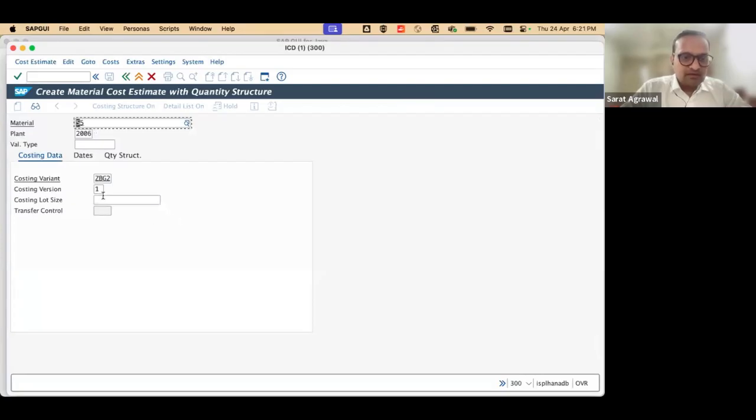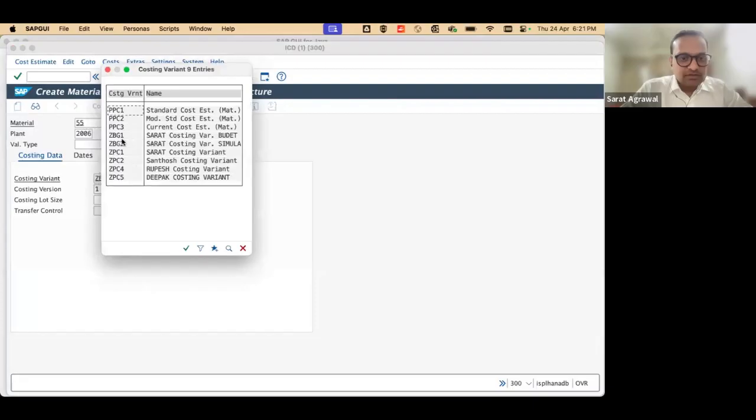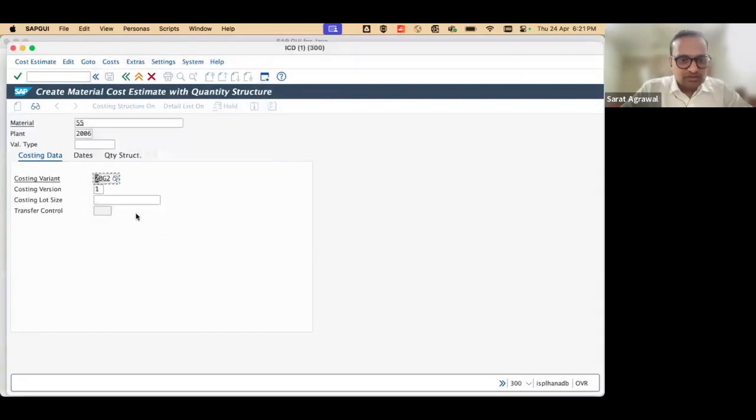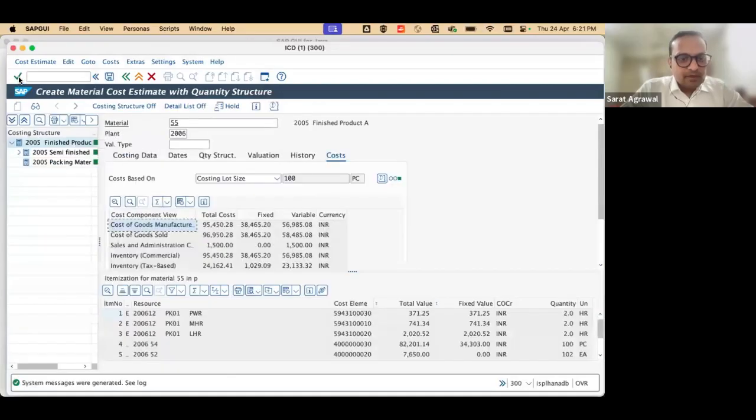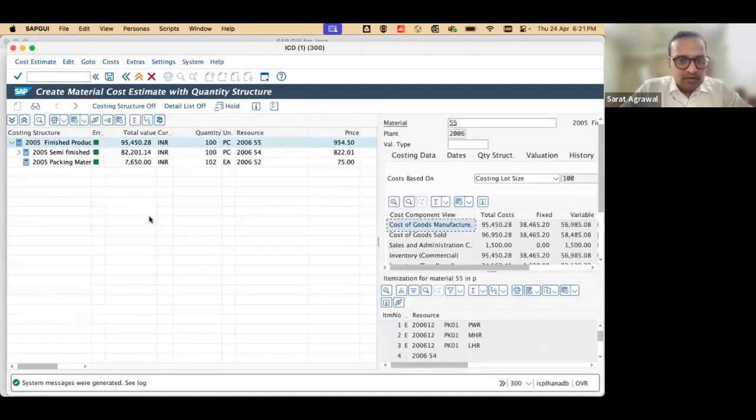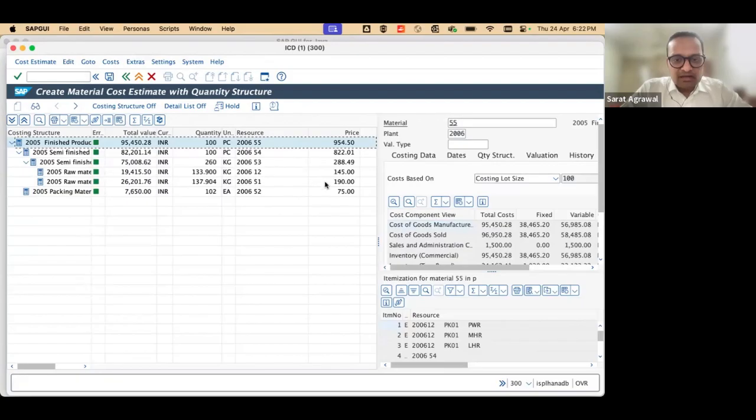This is the material and this is the costing variant. We can create a separate costing variant for simulation costing. This is the simulation costing variant. Okay. Now if you see here, the prices picked up for the raw materials are 145 and 190 for these two important raw materials, raw material number 12 and raw material number 51.